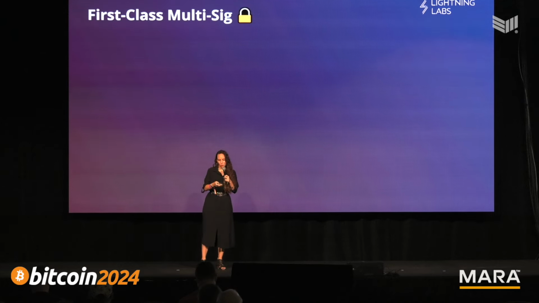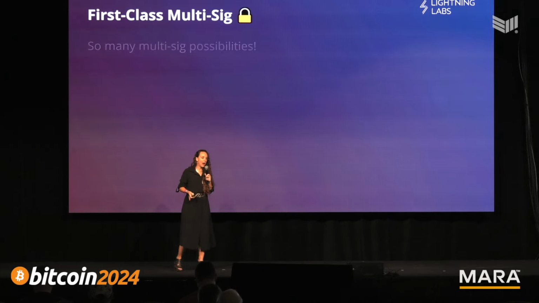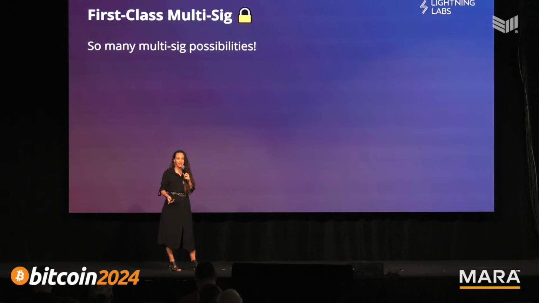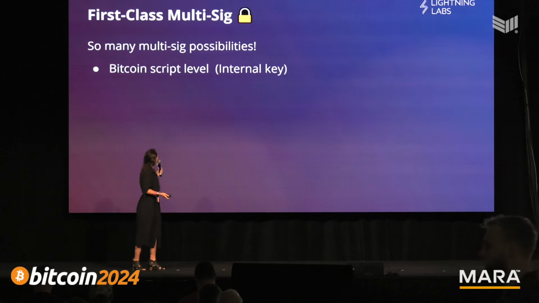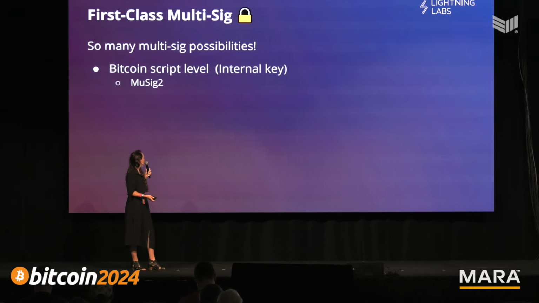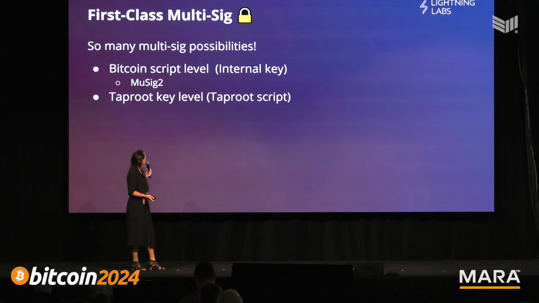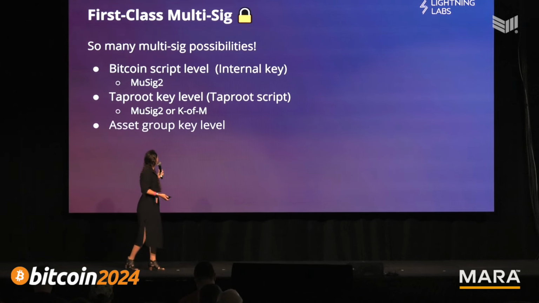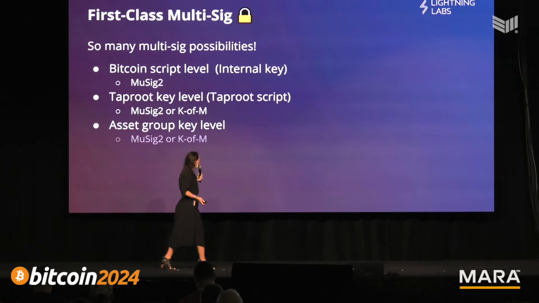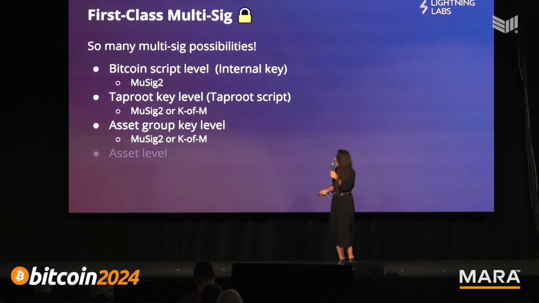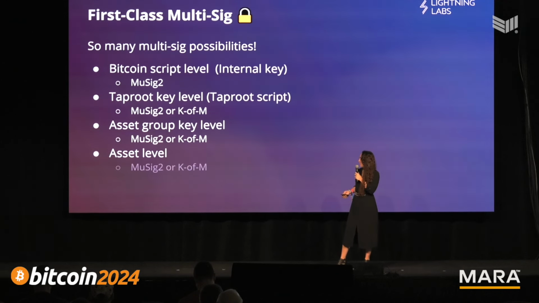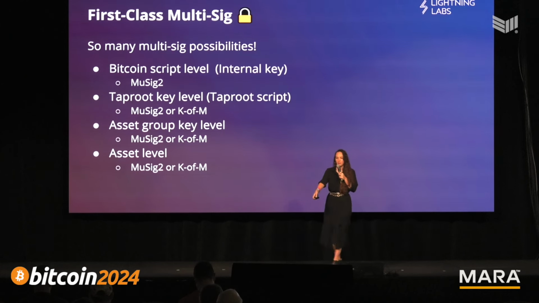There are different levels where you can add multisig, and this is what's now possible. So we're just going to note this quickly, and then I have a pretty picture for the visual learners out there. All right, so Bitcoin script level, right? It's an internal key. You can use MuSig2. All right, at the Taproot key level, the Taproot script, you can use MuSig2 or the old school K of M. At the asset group key level, you also have both of those options. At the end, all the way down at the asset level, you also have both of those options. So let's now look at a pretty picture that shows us what we can do there. Hold on.